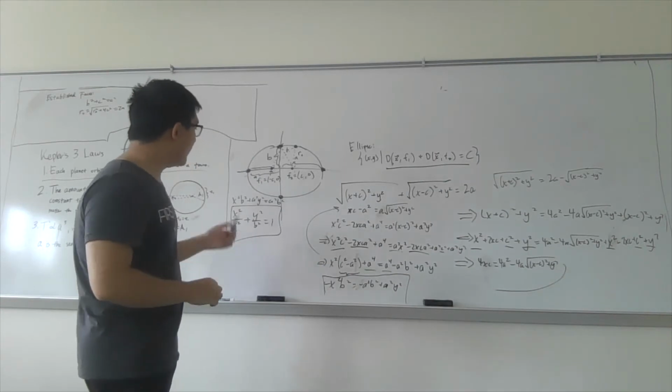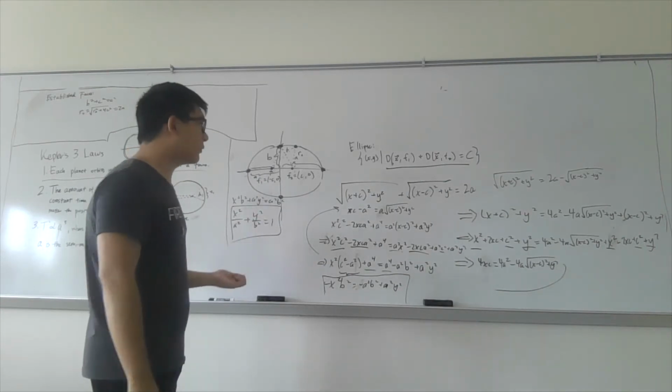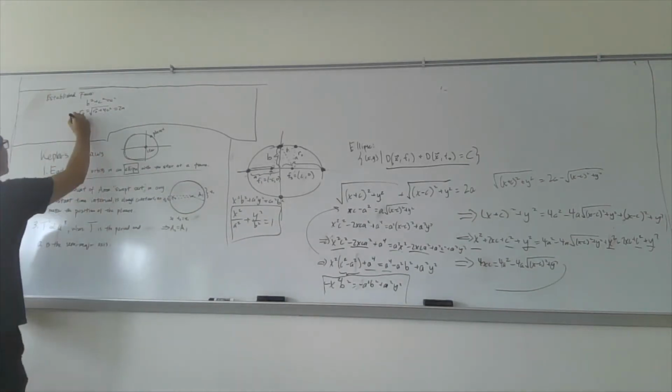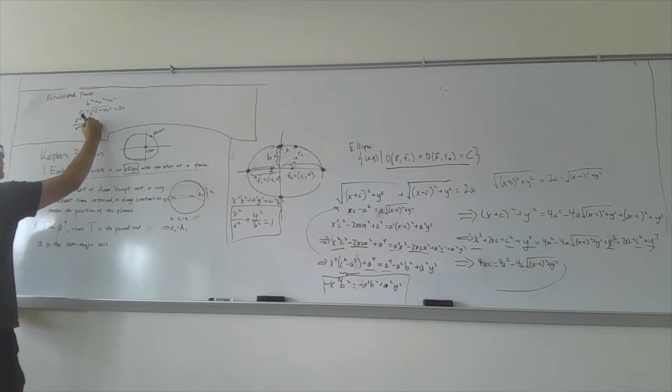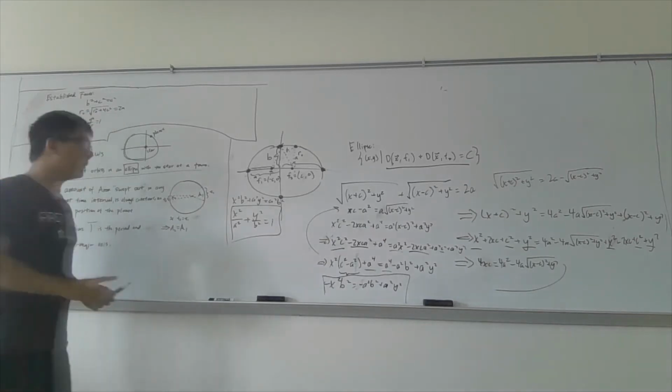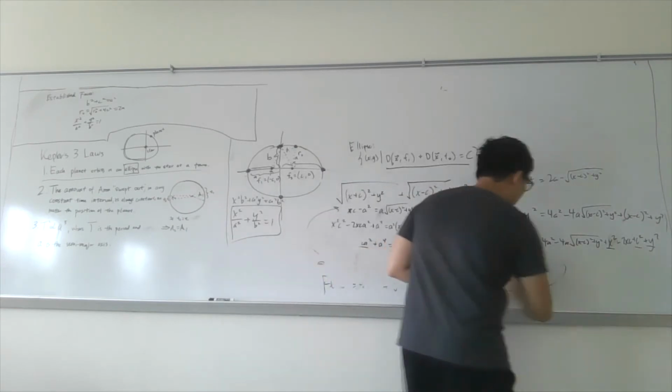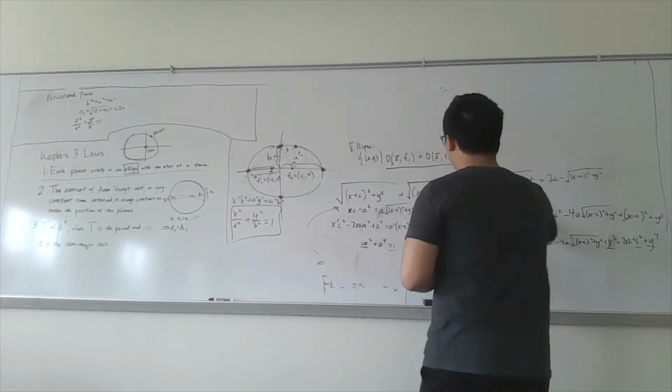And this is very nice. This should be the expected form of the equation for the ellipse in Cartesian coordinates. Because, I'll show you why.